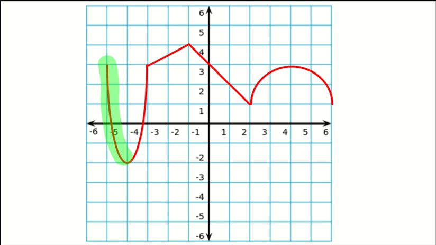Let's go to the next part. From -4 to -3. Is that linear or nonlinear? Nonlinear because it's got a curve. Increasing or decreasing? Increasing. Right here, -3 to -1. Increasing or decreasing? Increasing. Linear or nonlinear? Linear. From -1 to +2. Decreasing and linear. We see how this goes? Everybody think we got this? Not so bad, right?